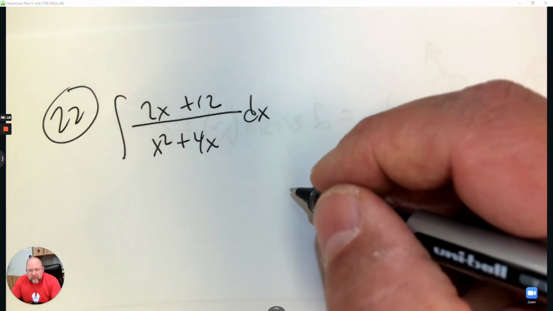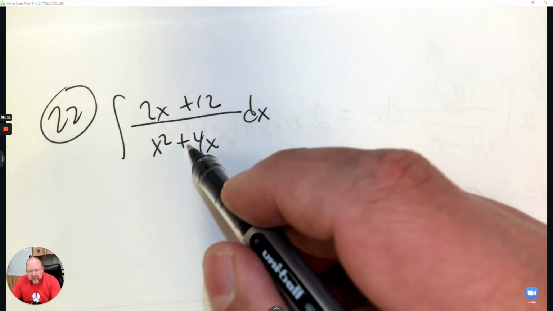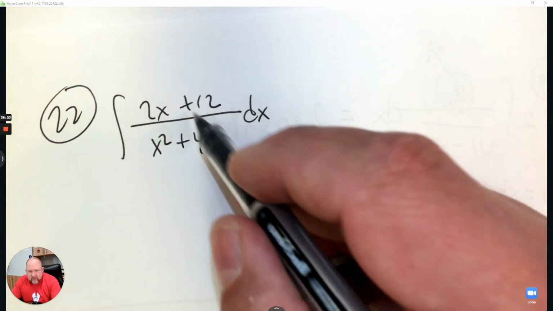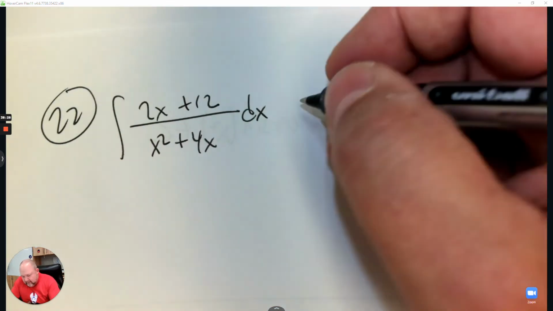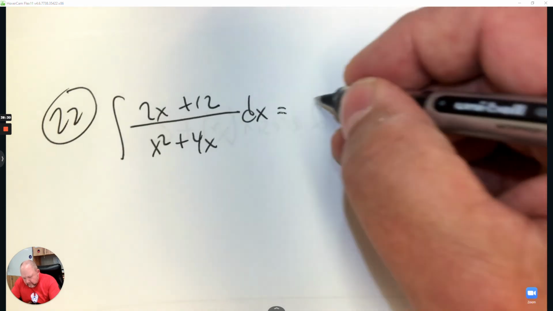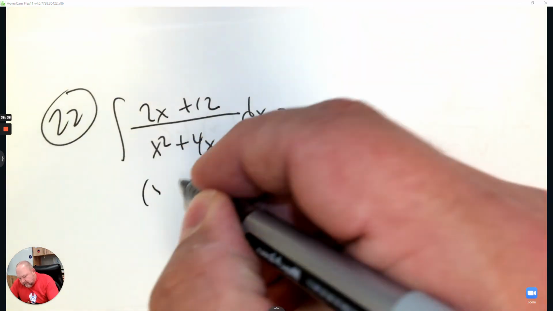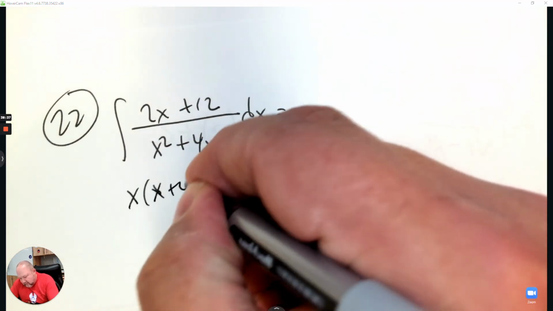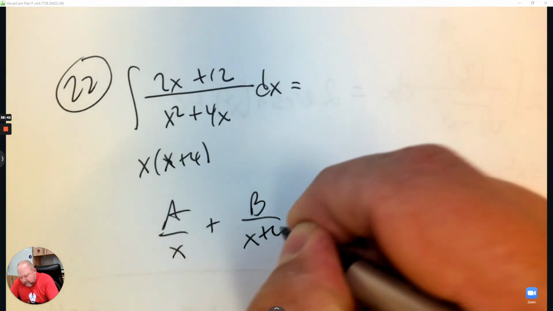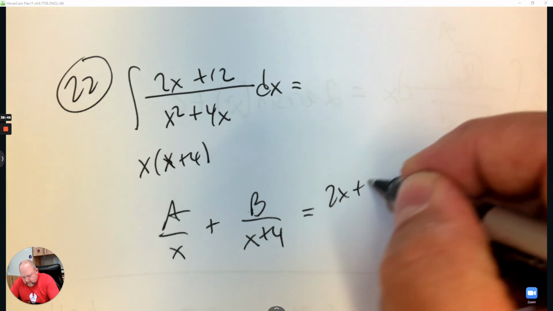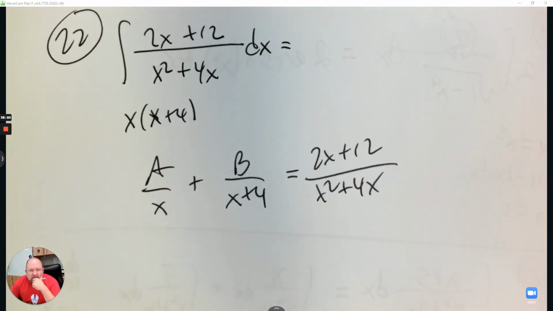All right, think what direction we're going to go here. The derivative of x squared is 2x, but it's plus 4. So it's not going to match there. It is factorable, so I'm going to go by parts. So this is x plus 4. So we have x, and we have x plus 4. And then I'm going to solve for that.